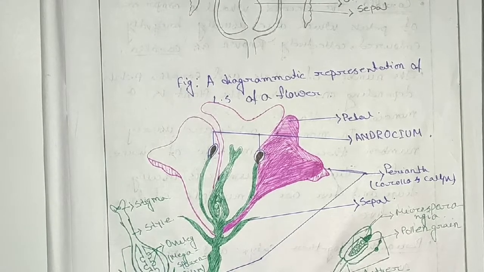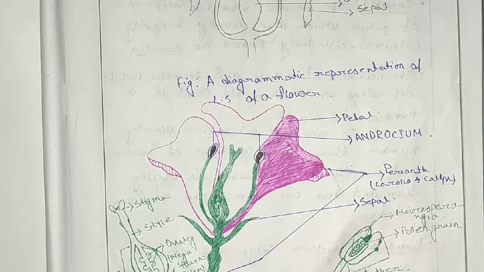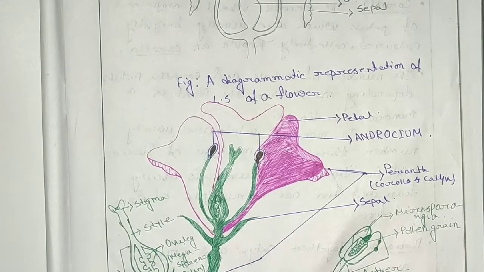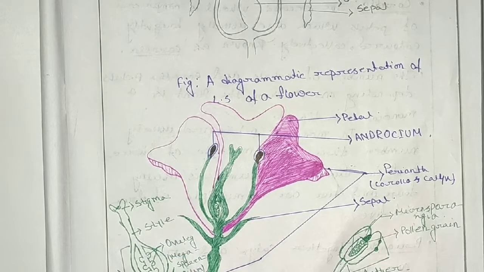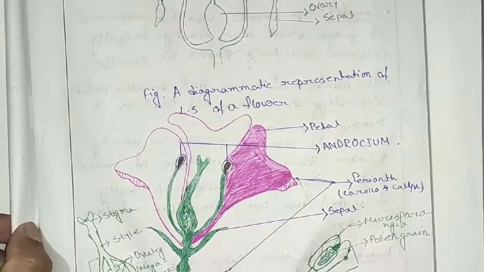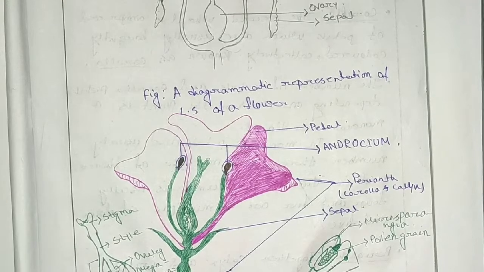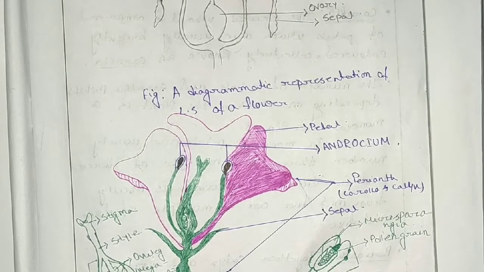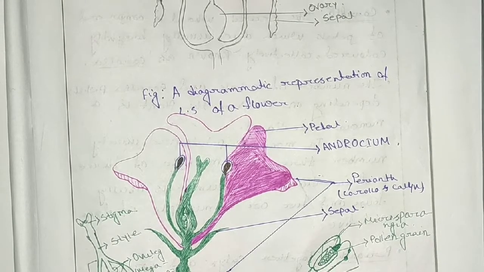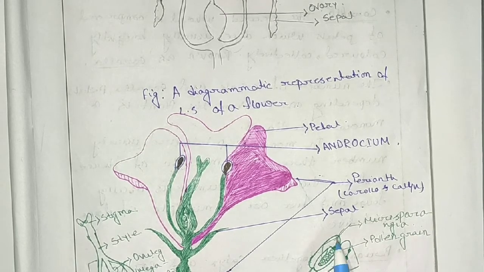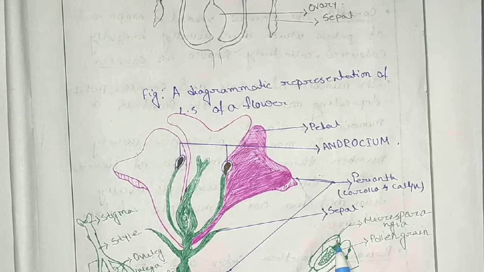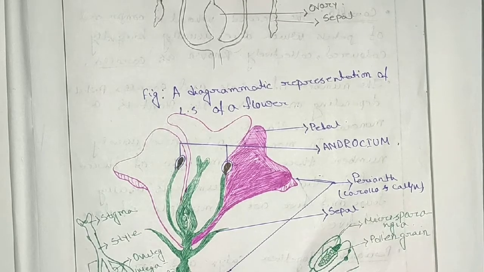Here this is the female reproductive organ we magnify, that is the gynoecium. This is the ovary. Here these are ovules, that means megasporangium. This is the stigma, and this is the style. Here this structure is the androecium, that means the male reproductive organ. This stalk-like structure is the filament, and this portion is the anther.